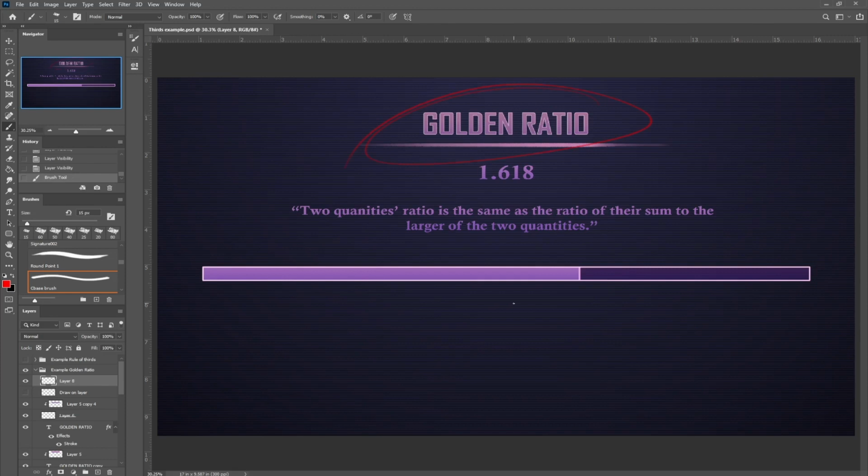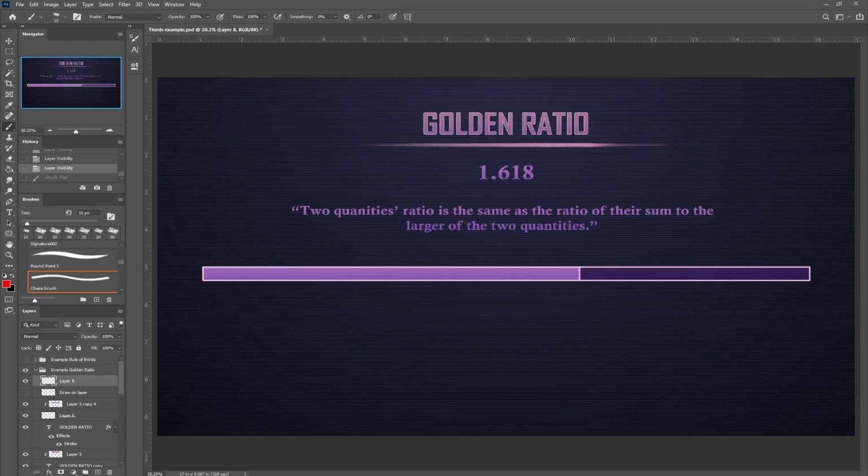Right here. Golden ratio. This is known as 1.618, or if you want to use really smart words, two quantities are in the golden ratio if their ratio is the same as the ratio of their sum to the larger of the two quantities. Now, I'm dumb and I don't understand what this is trying to say, but I understand the golden ratio. So let's get into that. If you understand this, congratulations, you're smarter than I am and you understand smart words.